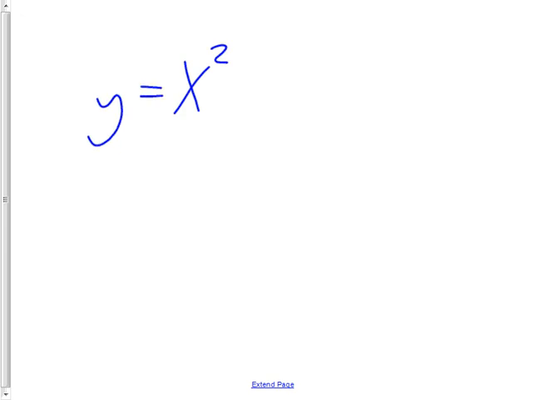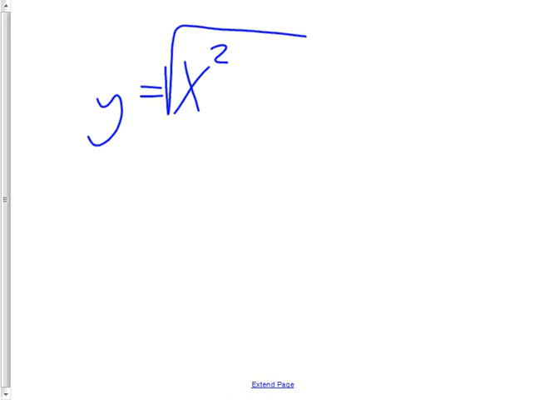What's the domain of that one? Can you see that there's no way to crash this? There's no way to make it not work? All right. How about now? Any way to crash it?